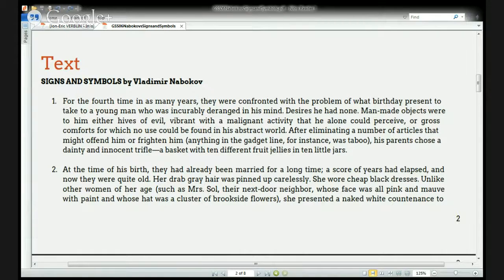Why are normal objects hives of evil? What do we know about him so far? Is he a normal person? He lived in an abstract world. Exactly. And even more specifically, in the second line, a young man who was incurably deranged in the mind. Deranged. What does that mean? Incurably unusual. Not ordinary.